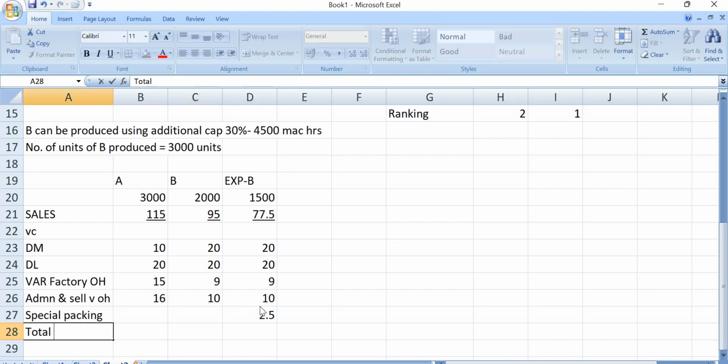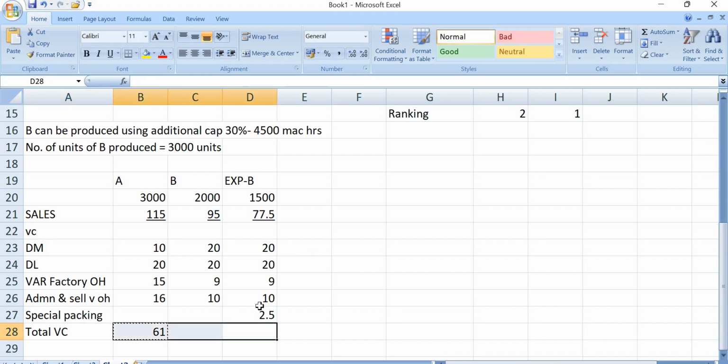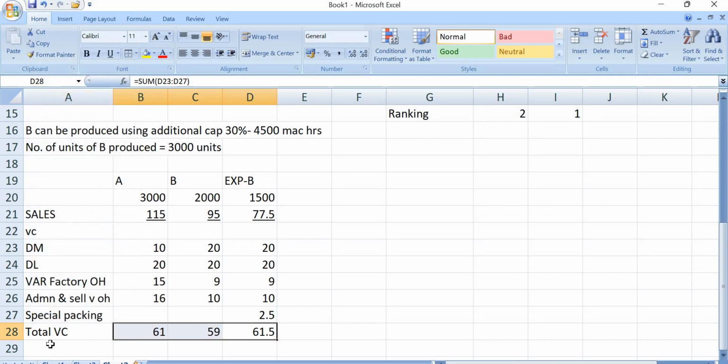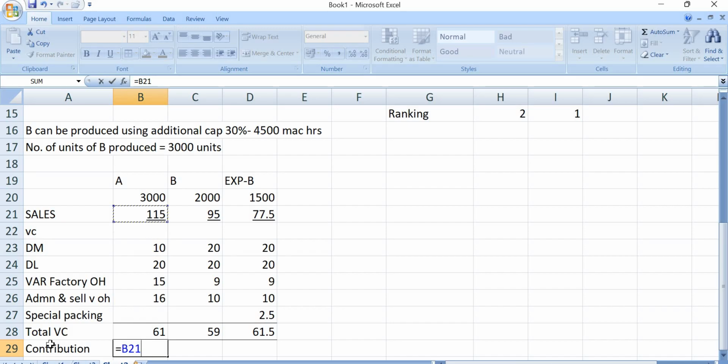So total variable cost is 61, 59 and 61.5. So my contribution is sales minus variable cost. So 54, 36 and 16.